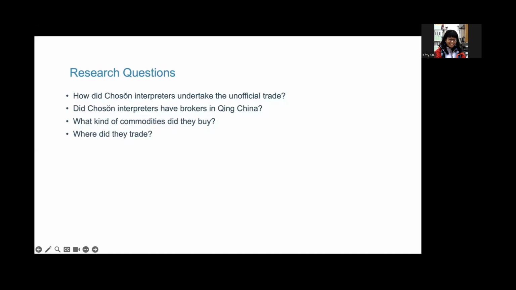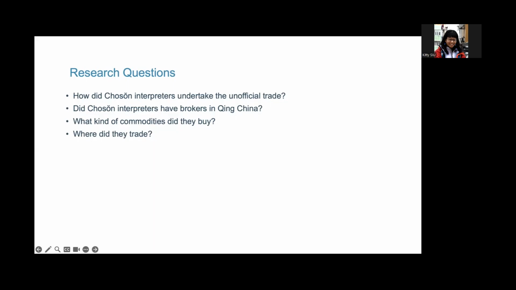The reason is that private trade and smuggling are not officially allowed by the Qing government. So traders in the Chosŏn embassies always needed to conduct a sort of underground trade for this. So we cannot find lots of details about this unofficial trade. However, if we want to know more about how Chosŏn people conducted private trade and smuggling, we need to gather more information.